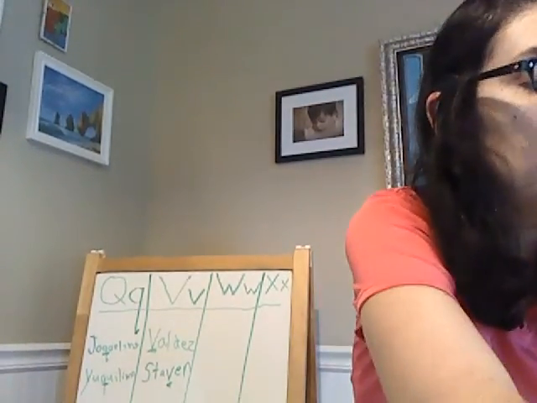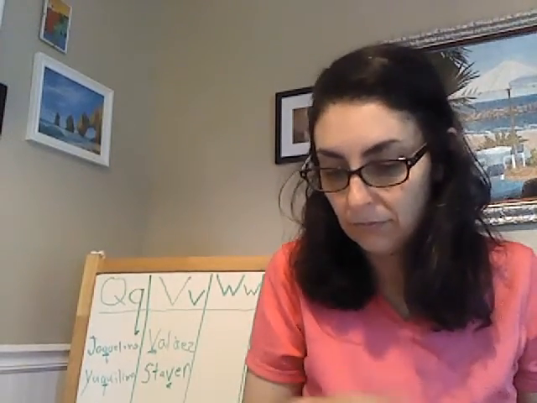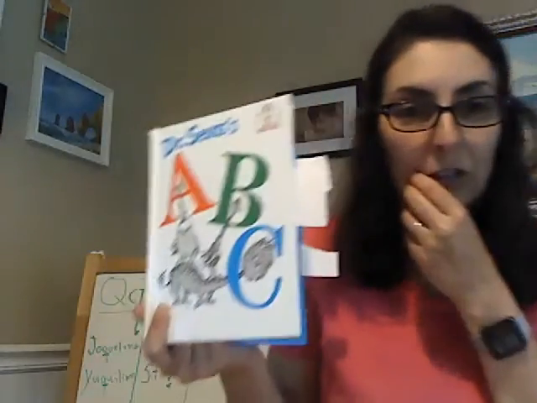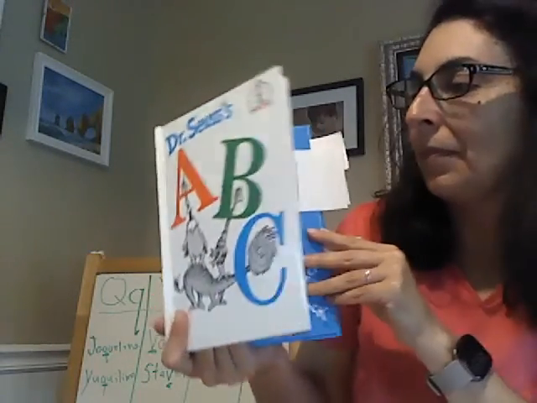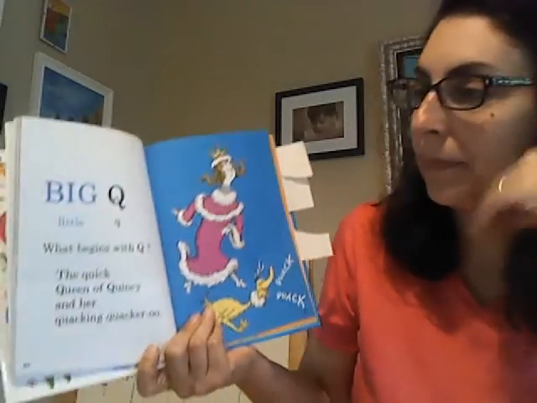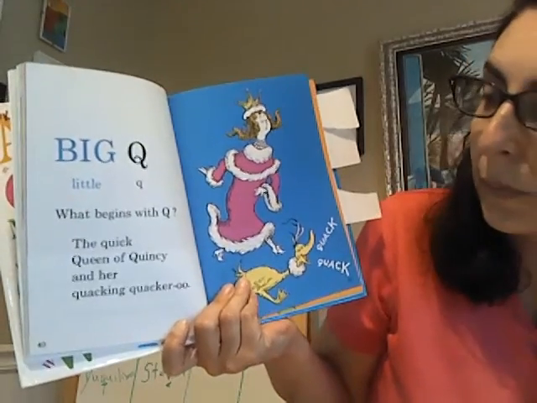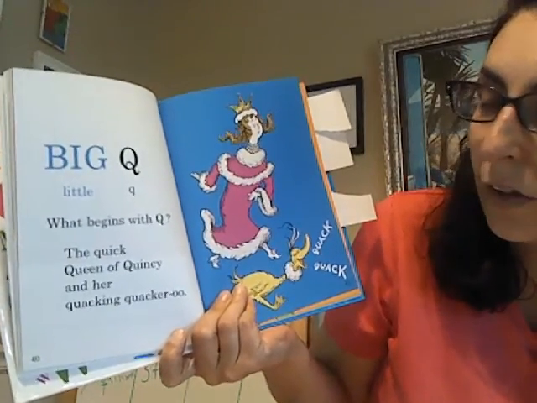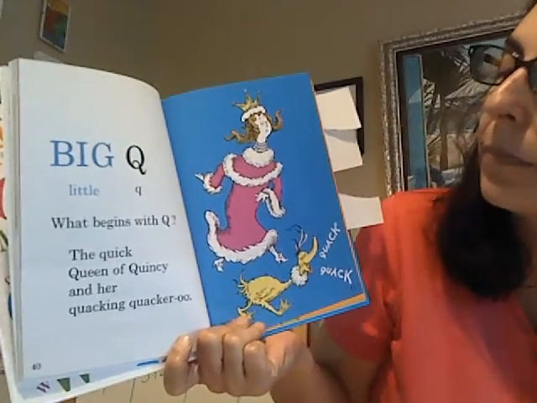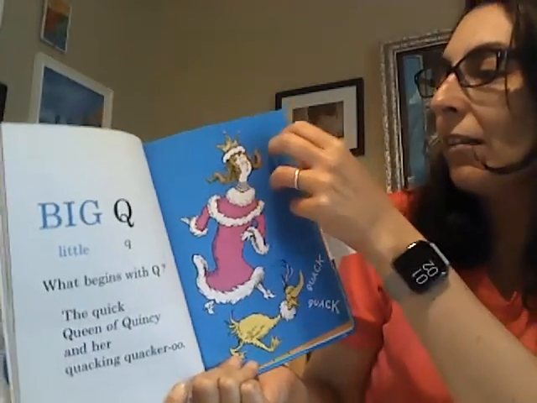So I got my book here for the letters that we learned today. This is our book that we've been reading, Dr. Seuss ABC. And here we go. This is the letter Q that we learned today. Big Q, little Q, the quick queen of Quincy and her quacking quackaroo. Yeah, you hear the qu sound a lot, huh?